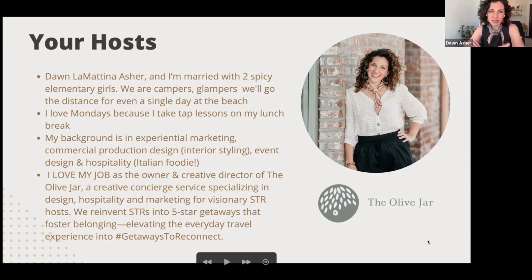And we create those spaces of belonging by designing spaces and guest experiences where travelers can really feel like they're meant to be there. And this space was designed just for them, where they can feel like their host knew everything, just what they wanted and just what they would need. And so that's a little bit about the Olive Jar.